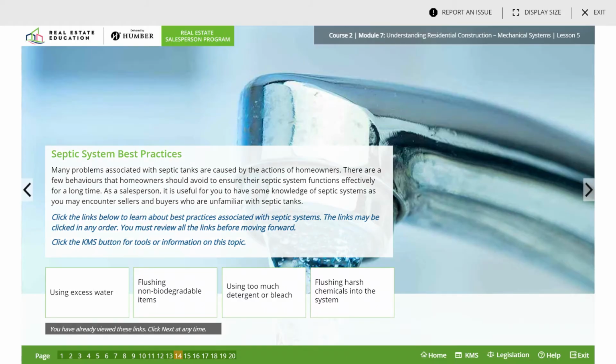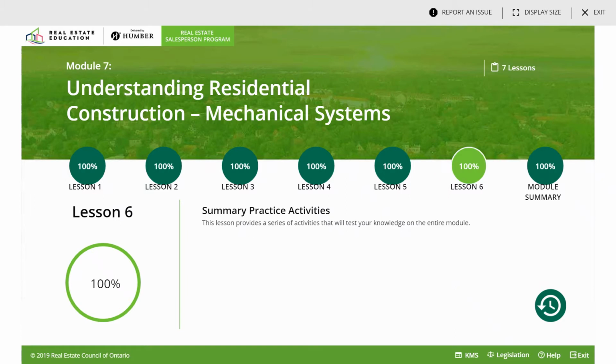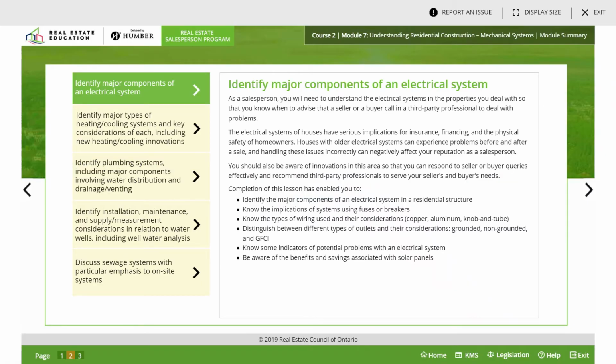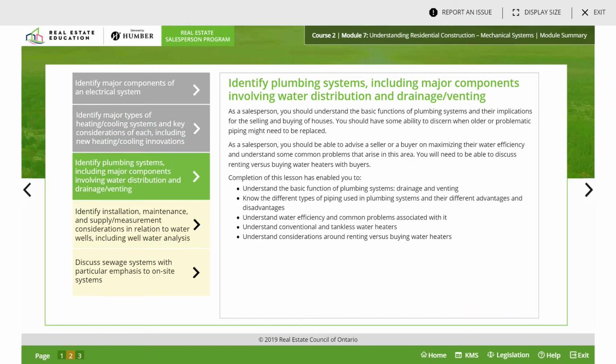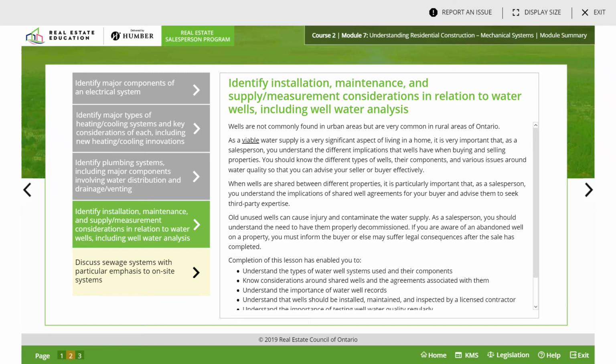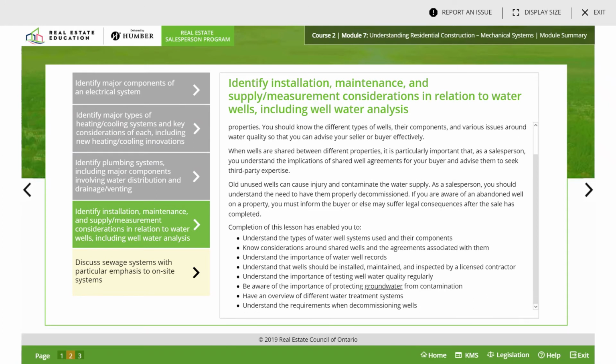So this is pretty much it for lesson 5. Lesson 6 is basically summary, practice activities, and the module summary. It's nothing much. All they do is just tell you what you need to know, which I think is not helpful at all. It's just like, oh, you should be able to advise a seller or buyer. Oh, you should have a good knowledge of what you need to do. So the module summary is not that good, but the lesson summaries do kind of help.